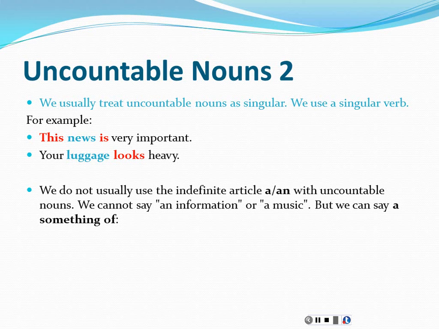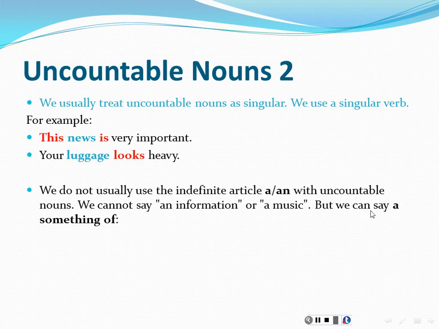For example, we cannot say an information or a news. No, we cannot say that. We don't use a or an with uncountable nouns. لا تستخدموا أدوات التنكير a or an مع الأسماء الغير معدودة. Also, if we go to the second example, a music also is wrong. خطأ. We can't say a music. We say music. Music is nice. Music is good. And so on.